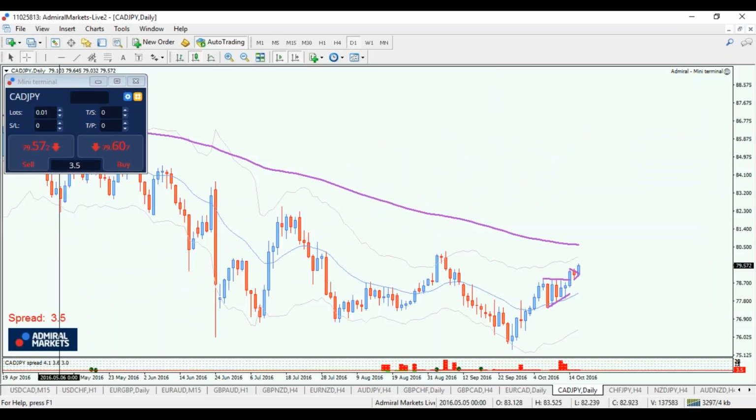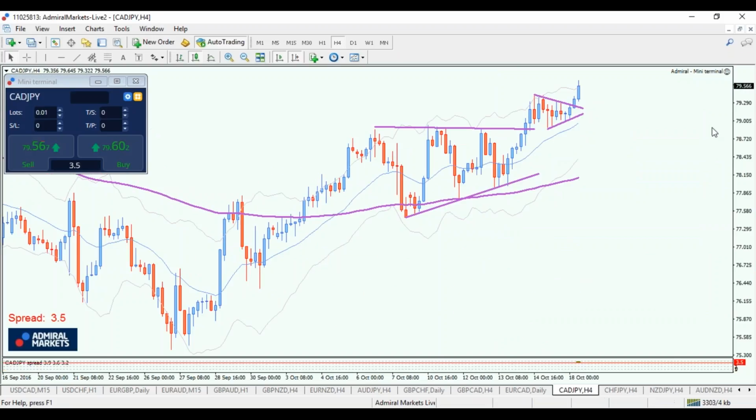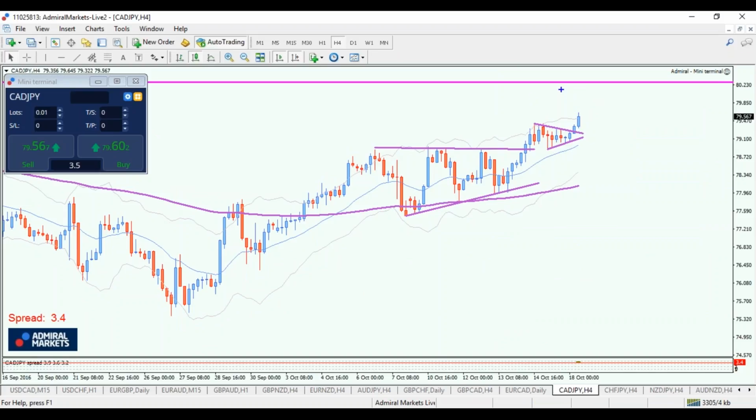Oof. Okay, that was good that you saw that. There's a top in here. There's a Keltner. There's a long-term moving average. Yeah, that's oof. I missed that. That's a really big resistance zone indeed.